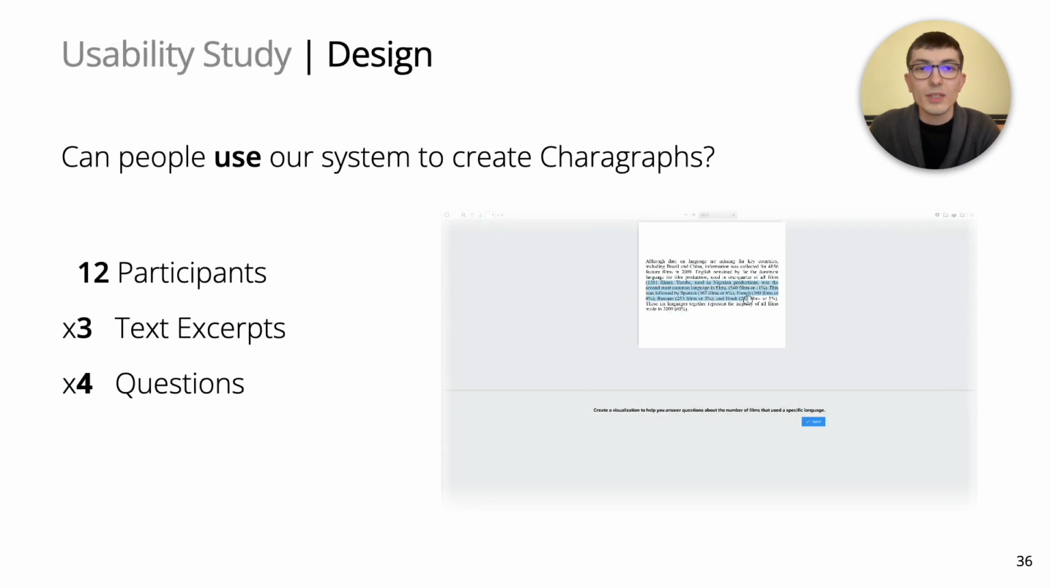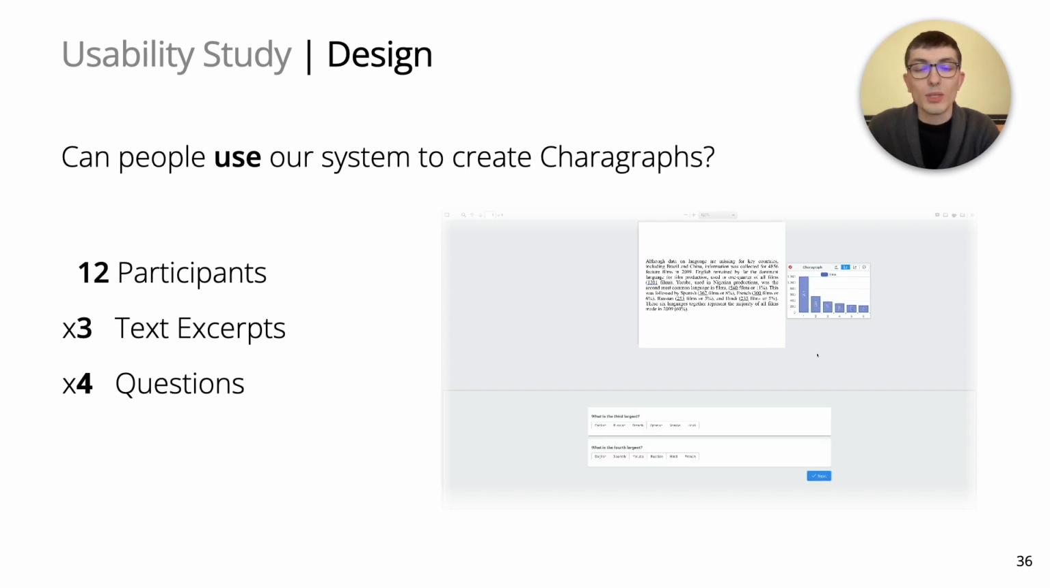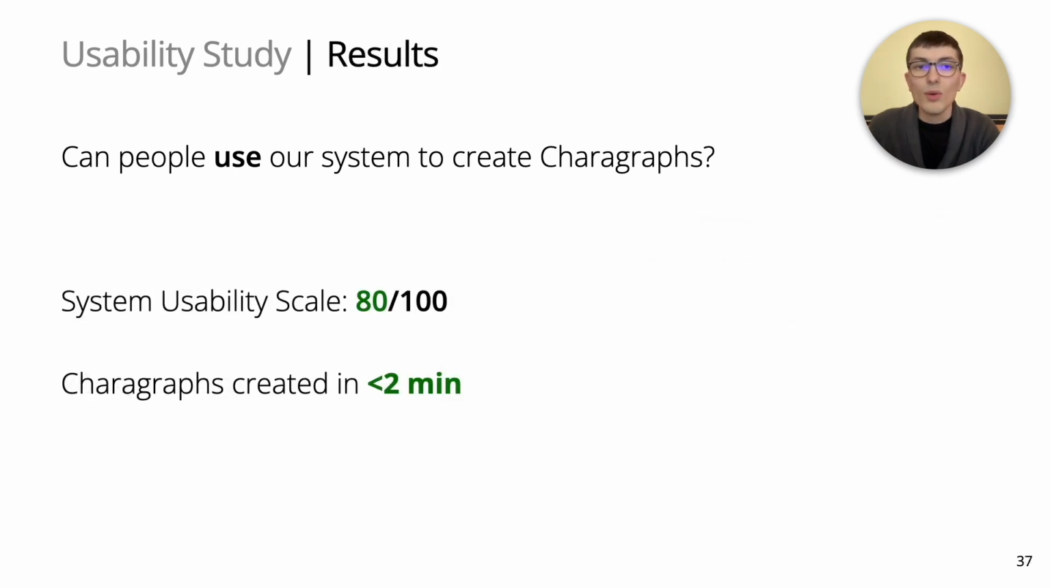We then evaluated the usability of our system. Our first question was, can people use our system to create charagraphs? That's why we asked 12 participants to use our tool on 3 different paragraphs that we extracted from publicly available documents and research papers. For each paragraph, participants answered 4 multiple-choice questions. Overall, we found that all participants completed the task without difficulties. It took them less than 2 minutes to create charagraphs.